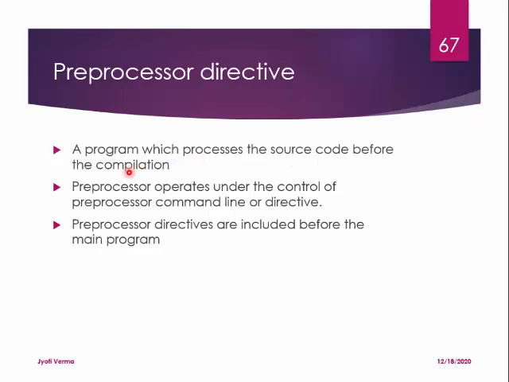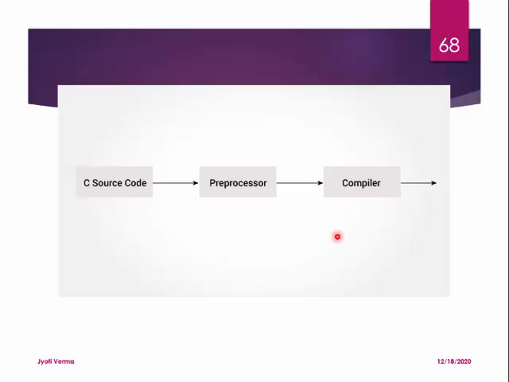Means compilation करने से पहले हमें क्या करना है, हेडर फाइल को करंट प्रोग्राम के अंदर लेकर आना है. तो वो काम कौन करता है, प्री प्रोसेसर करता है. Preprocessor operates under the control of preprocessor command line and the directive. Preprocessor directives are included before the main program. That means what? Main program लिखने से पहले आपको क्या लिखना है, preprocessor लिखना है. That means what? Source code, then preprocessor and then the compilation.